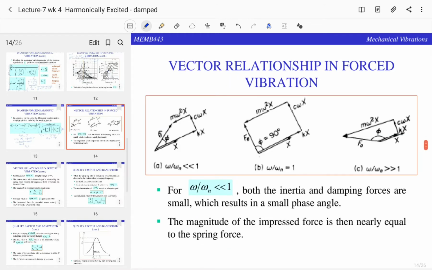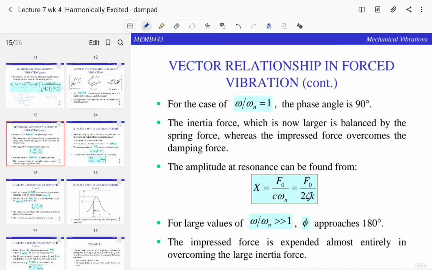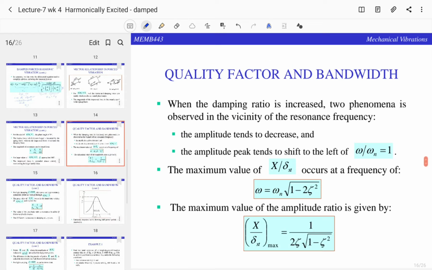So maybe on the vector I will skip a little bit. I would like to focus on the quality factor and bandwidth. When the damping ratio is increased, two phenomena are observed in the vicinity of the resonance frequency. Amplitude tends to decrease, which I think I have explained, and the peak tends to shift to the left. So I said just now it's skewed based on the graph.